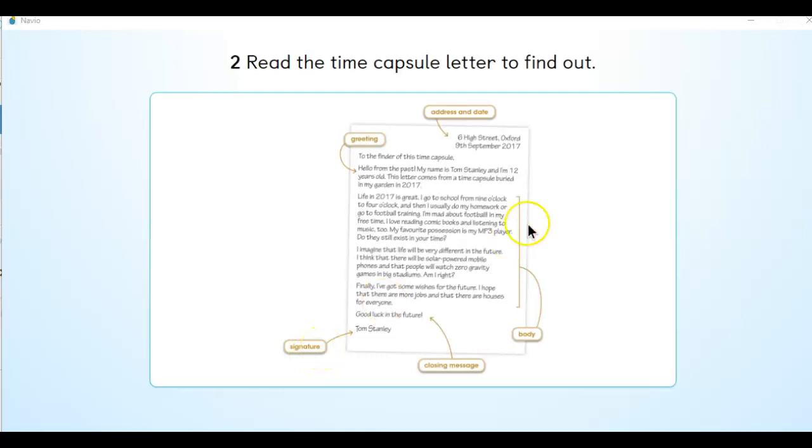So read the letter and find out the different parts of the letter. First of all, we have here the address and the date. Here, the address of the one he's writing to. Then here, this is the body with 1, 2, 3 paragraphs. Now, please read the letter.